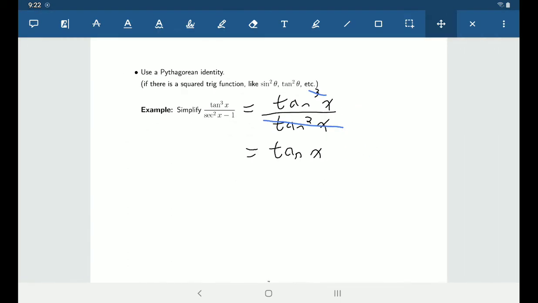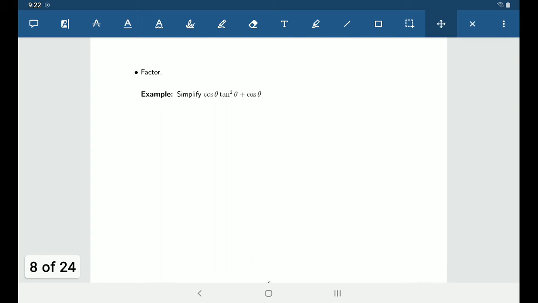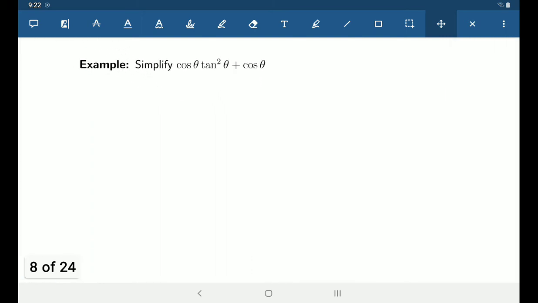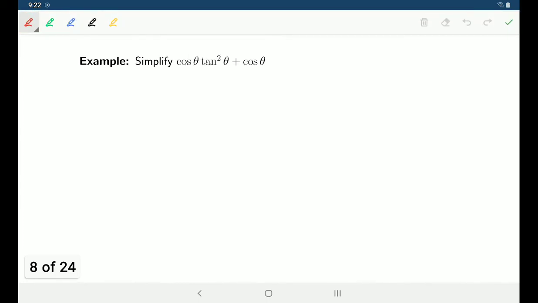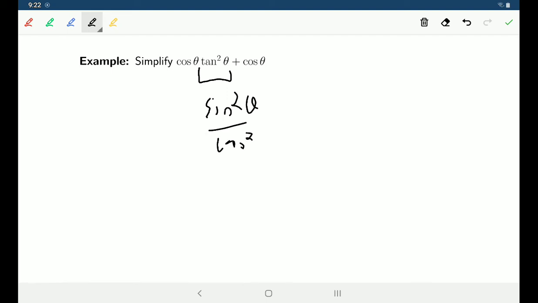All right, let's do a couple more. Factoring. Again, a lot of these are possibilities, and in fact, there's lots of possibilities that you could do even just with this one expression. So, for example, something like tangent squared, you might turn that into secant squared minus 1. That might be one option of something you could do. Or tangent squared could be turned into sine squared over cosine squared. That might be another option that's also feasible.